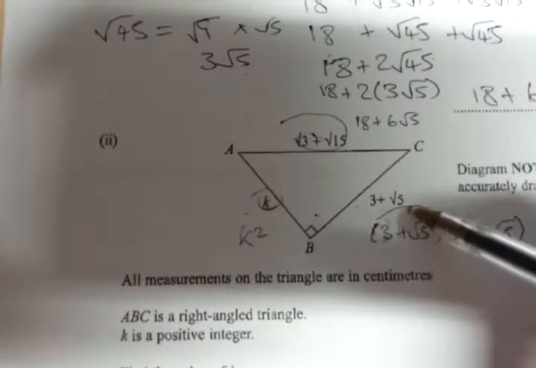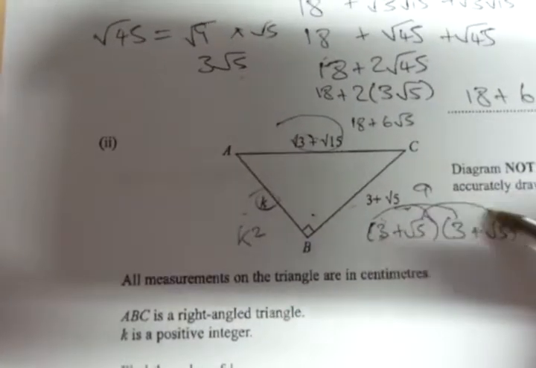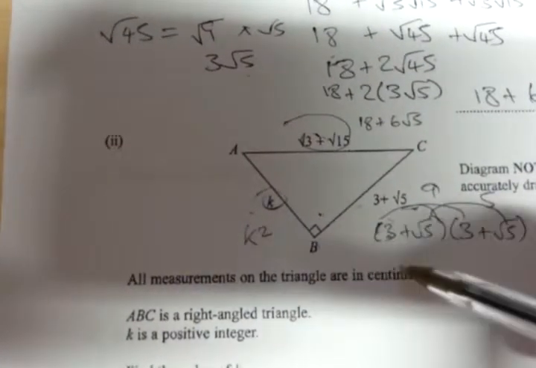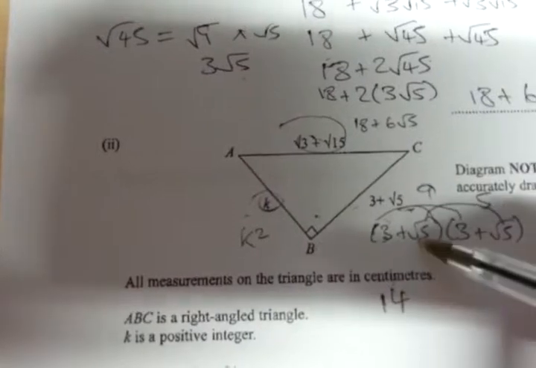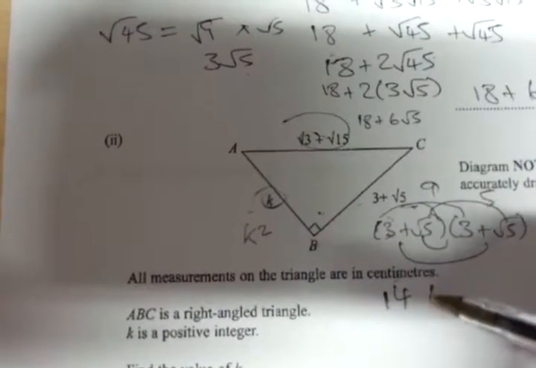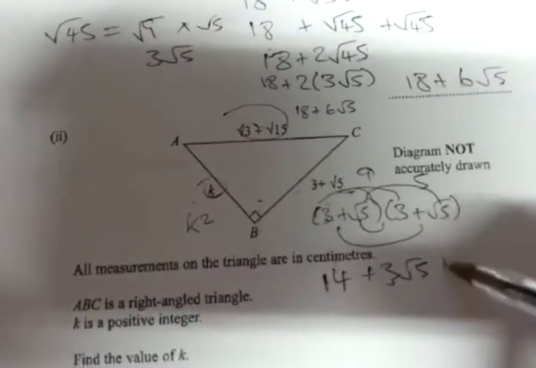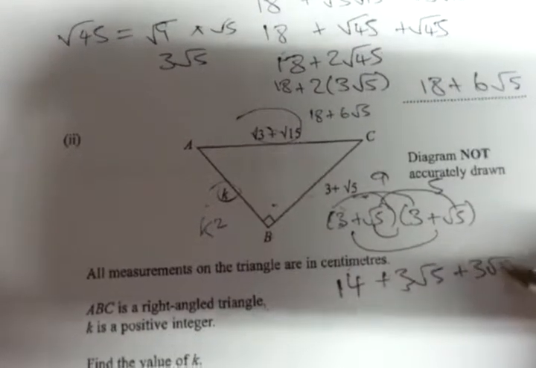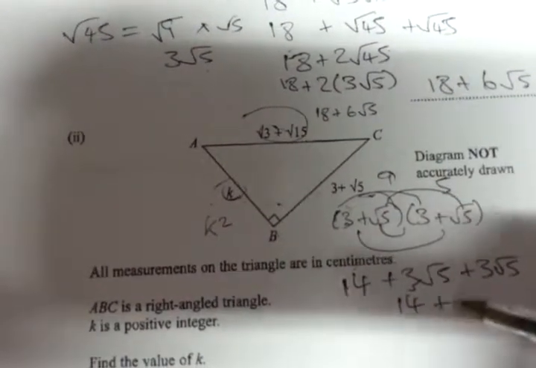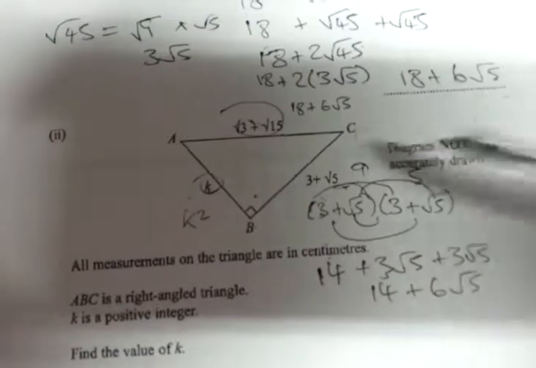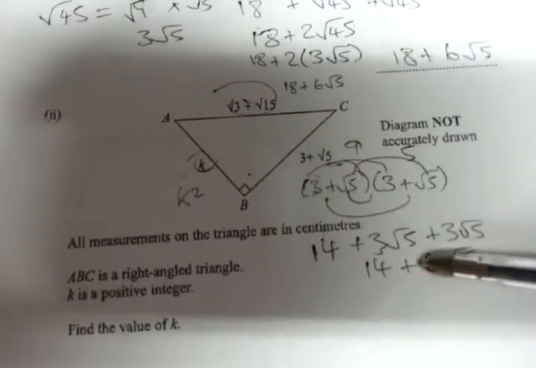3 times 3 is 9. And root 5 times root 5 is 5, so that adds to make 14. And then you've got 3 root 5 plus another 3 root 5. And 3 root 5 plus 3 root 5 makes 6 root 5. So now you're saying k squared plus 14 plus 6 root 5 equals 18 plus 6 root 5.